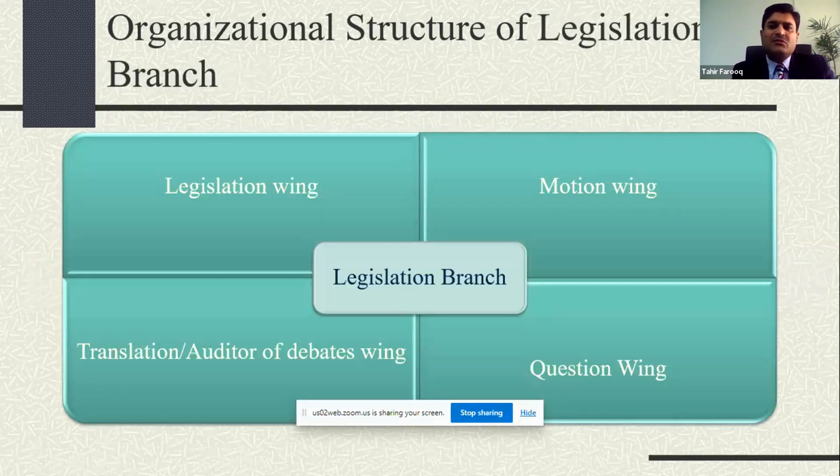Now, as the core concern is about legislation, I have focused only on legislation and drafting and the use of technology by that branch. The organizational structure of the legislation branch in the National Assembly of Pakistan is that it consists of a purely legislation wing, which performs the functions and process of legislation, and the other is the motion branch, question wing, and the auditor of debate and translation wing. This is the whole structure around which the legislation branch works.